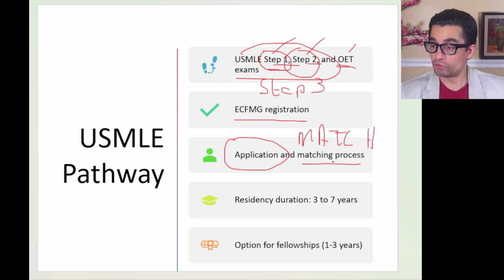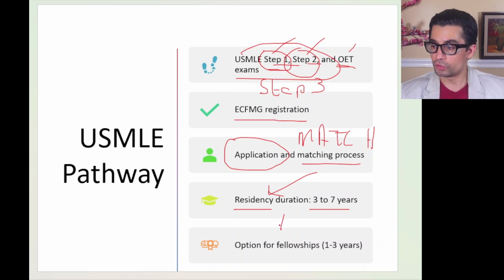Now, after that, if you match, you go into your residency training. Now, residency could be internal medicine, family medicine, general surgery. It could be emergency medicine. It could be gynecology, pediatrics. And usually it ranges from 3 years to 7 years. Internal medicine is 3 years. General surgery could be 5 to 6 years. So it varies. Psychiatry will be around 4 years, I believe.